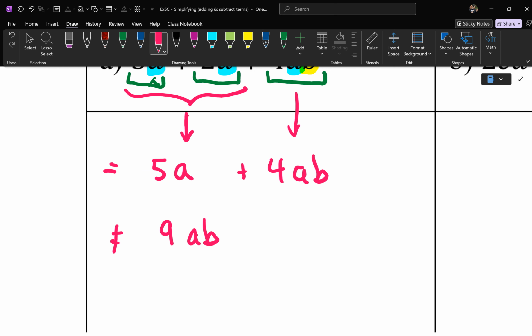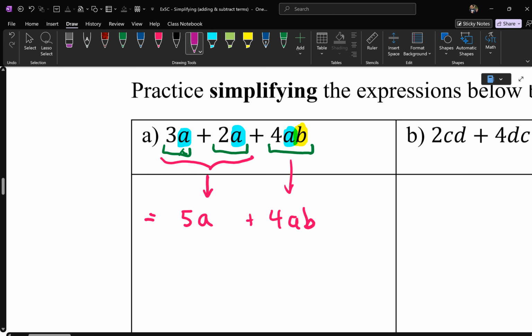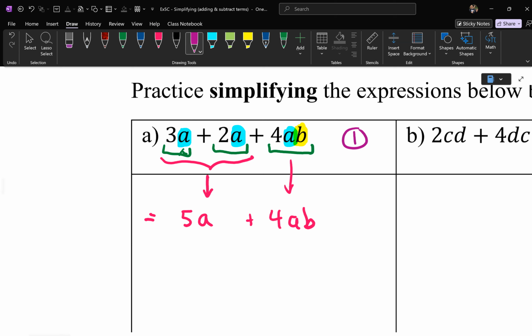And then apples itself, I only got 5 of them. So that's your answer. Out of the 2 expressions, this is a longer expression. People can't be bothered writing 3a plus 2a plus 4ab. They prefer writing 5a plus 4ab because there's only 2 terms there. Can you see there's only 2? 1, 2, separated by a plus or a minus sign. So 2 is better than writing 3.